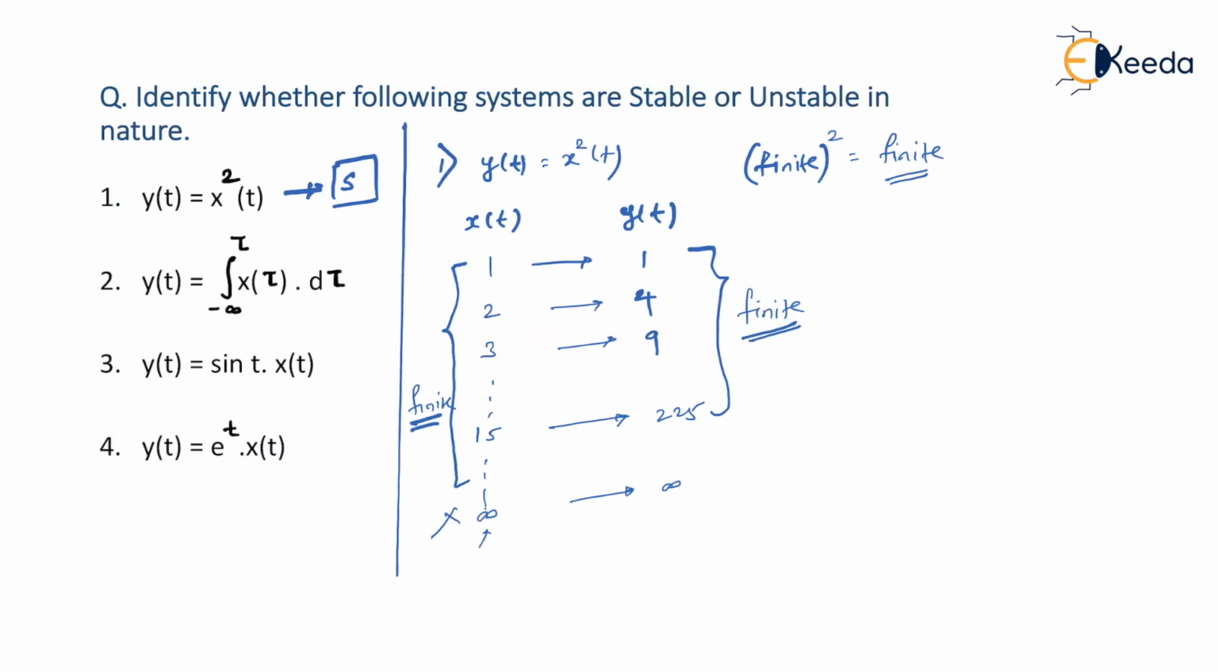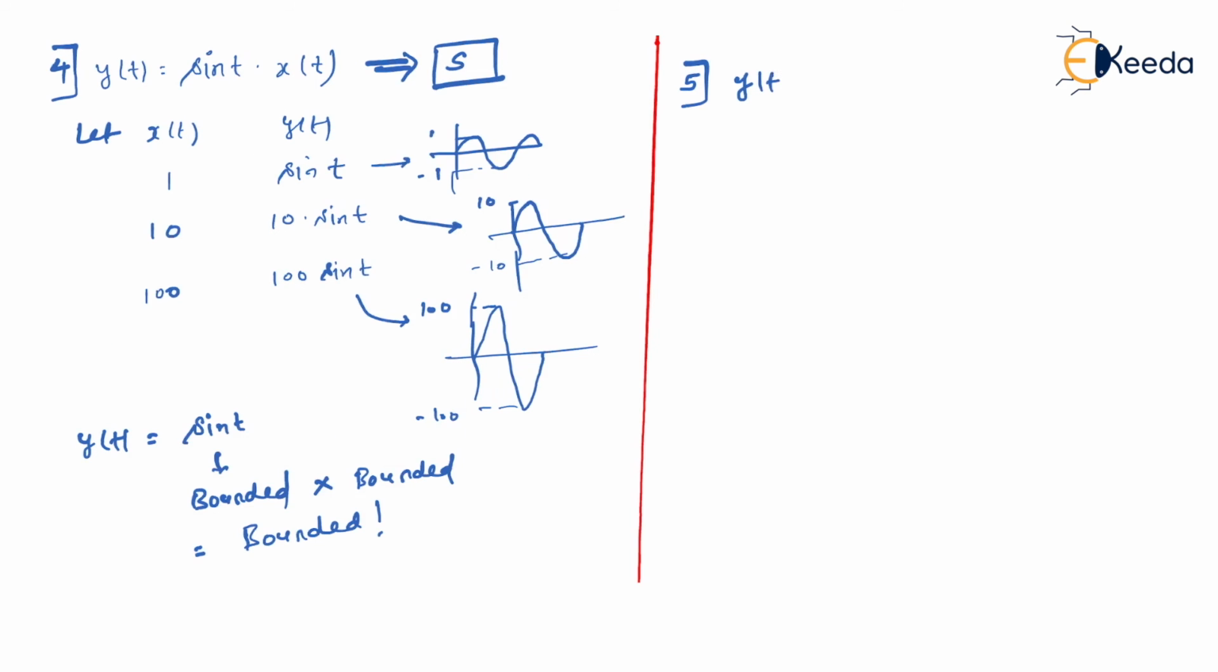So now only one example is left where y of t will be equal to e to the power t times x of t. Let us solve this problem. So let us start with this example. So y of t is equal to e to the power t x of t. Let's say x of t is 1, then y of t will be simply e to the power t. Let's try to plot e to the power t. If you plot e to the power t, it is a positive exponential curve.